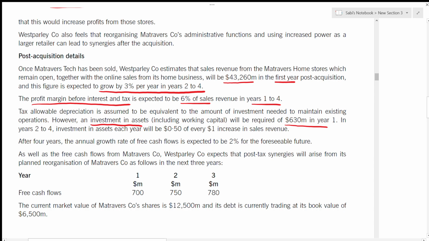They are not saying 0.5 of every sales. They are talking about 0.5 of every $1 increase in sales revenue. That means how much your sales are increasing from one year to the other. Only that change, you're taking 50% of that to find the investment in assets each year.